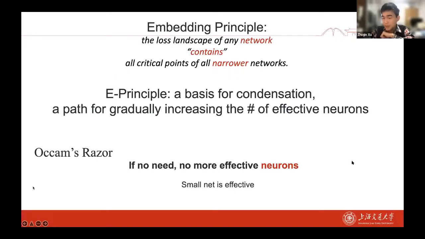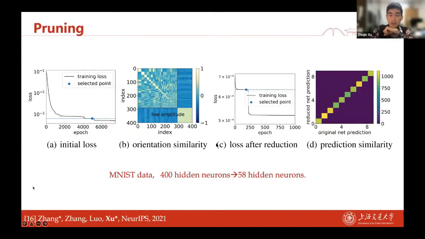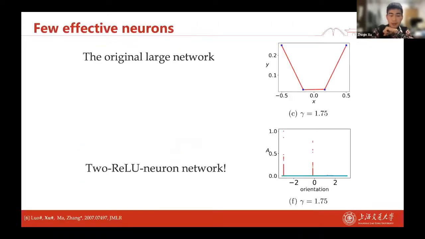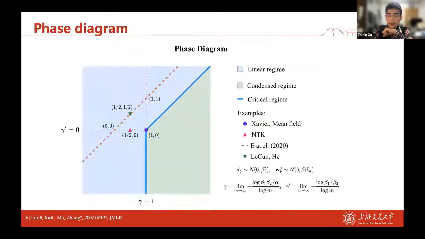You mentioned the mean field parameterization and NTK parameterization in the phase diagram. Where does the standard parameterization lie? Okay, I can show this picture. So standard may be something like Xavier or like the Kaiming initialization. If you increase the number of neurons to infinity, this initialization scheme actually lies in the linear regime.